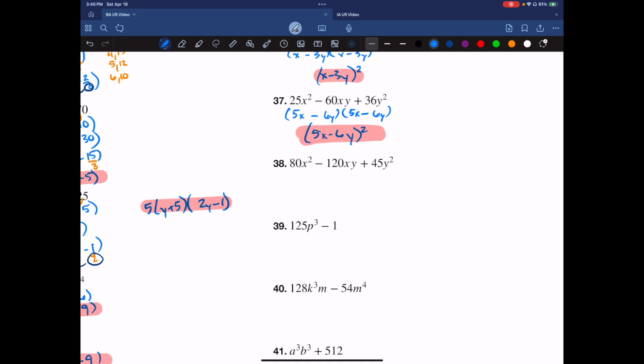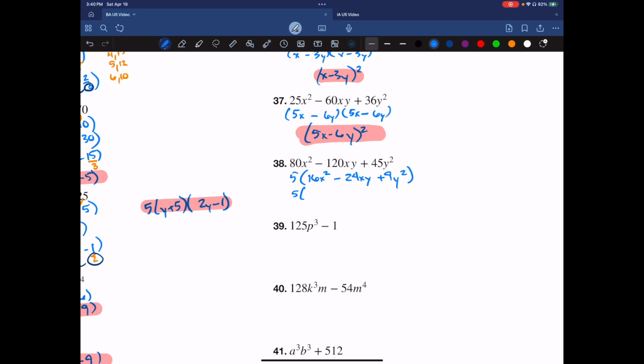38 is very similar to 37, but I might have to take a GCF out before it shows up. So it looks like we can take at least a 5 out. So let's take out a 5. So that's going to be 16x squared minus 24xy plus 9y squared. All right, once again, both ends are perfect squares. So let's give this a shot.